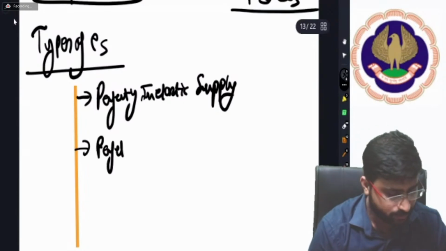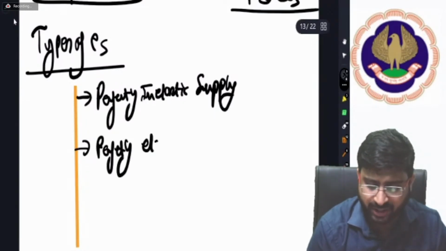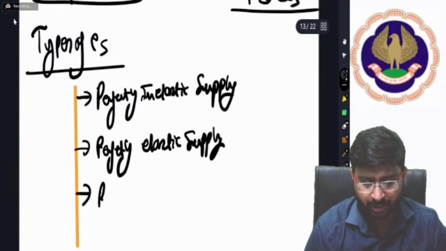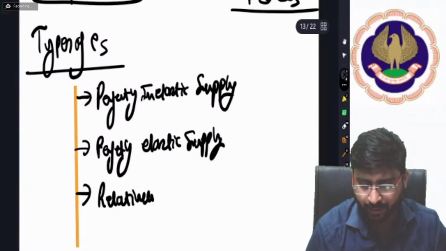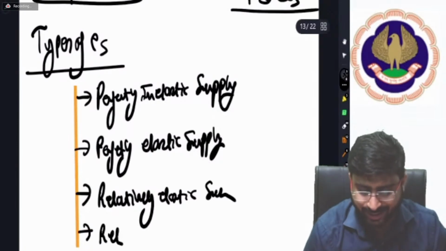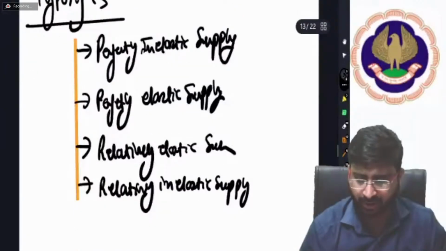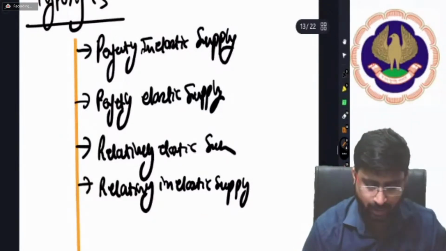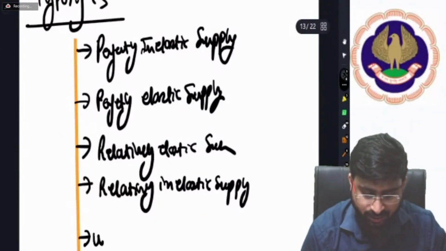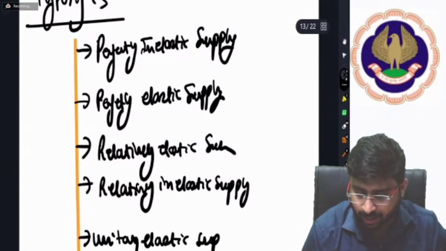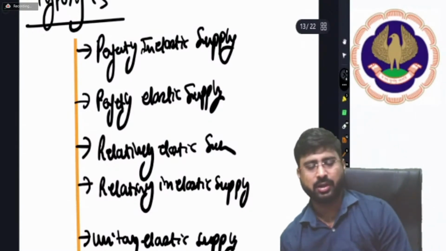Number two is perfectly elastic supply. Then we have relatively elastic supply. Again, we have relatively inelastic supply. And finally, we have unitary elastic supply. Now pay attention, my dear friends.